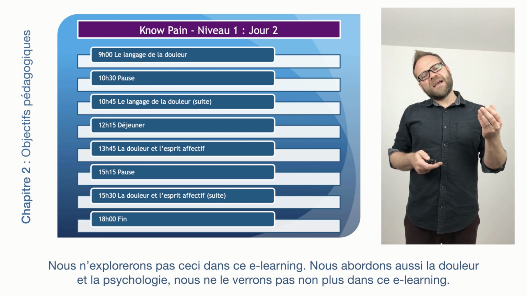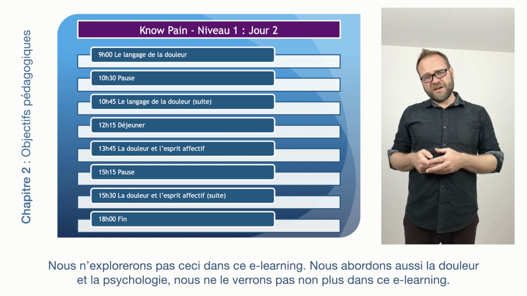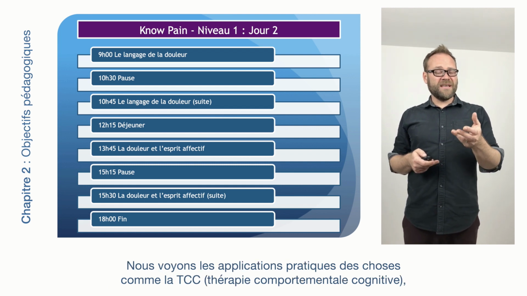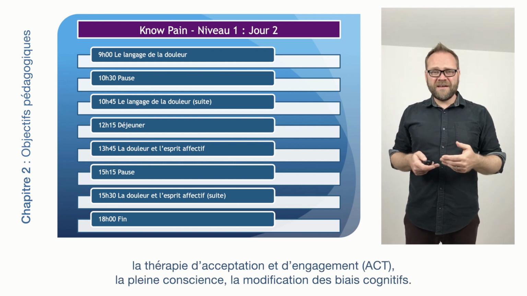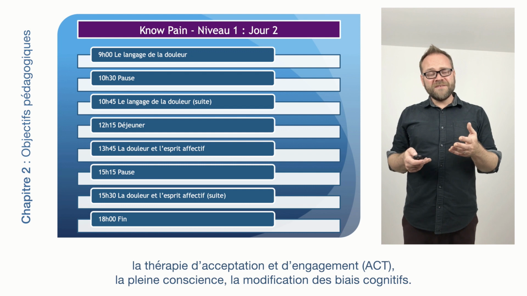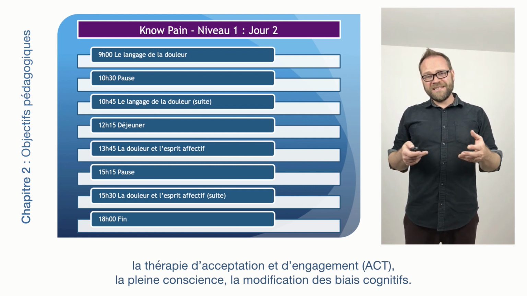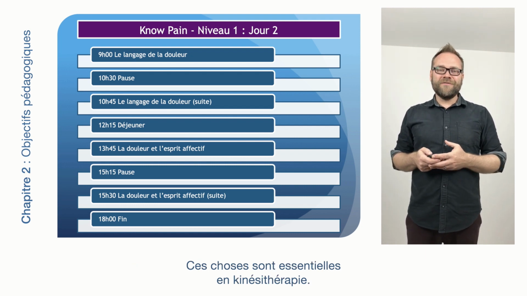We're also going to start looking at pain and psychology, something else that we're not going to cover in this e-learning. So we look at the practical application of things like CBT, acceptance commitment therapy, cognitive behavioral therapy, mindfulness, cognitive bias modification, which is essential. So we need to start thinking about these things. Mindfulness, these things are crucial for physiotherapy.